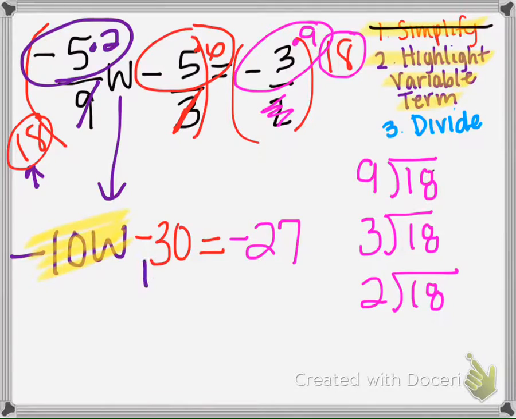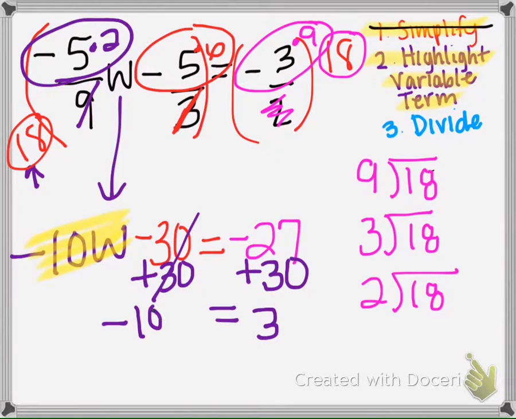And then get rid of this -30 by adding 30. And then -27 plus 30 is 3. And now we're ready for the last step because this is all by itself. So the last step is to divide. So we are going to divide both sides by the coefficient of the W.